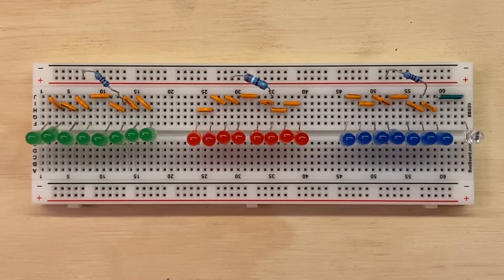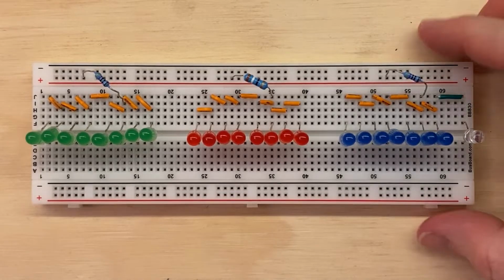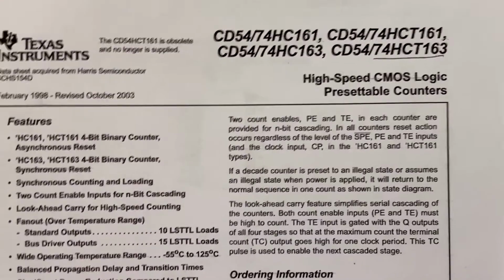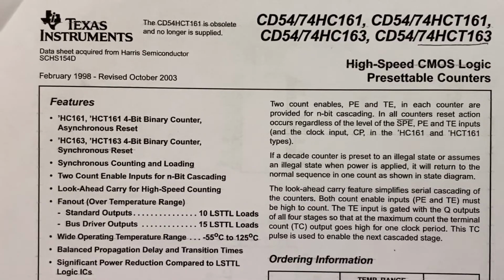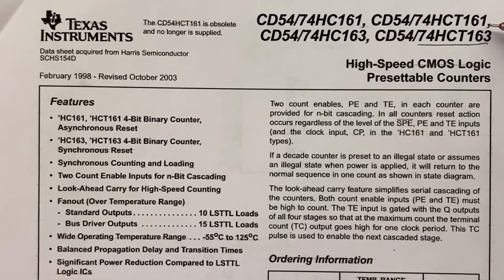And I'm going to have 3 decoders. So let's go check out the binary counter. I have the data sheet right here, and this is for the 161 and 163 binary counters. And there's a subtle difference between the two, but an important one, and we'll look at that. For this application, I've chosen the 163. And it's also the data sheet for the HCT and the HC technology.